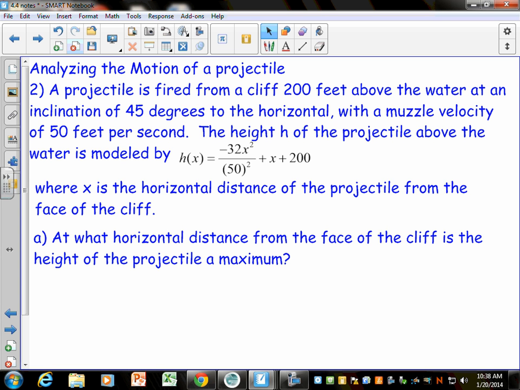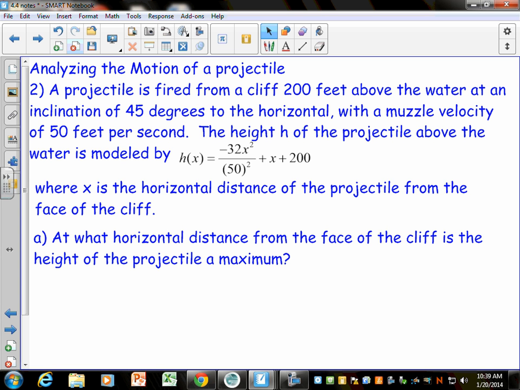I was doing this last night, and I asked my husband, what's muzzle velocity? He's like, it's the velocity when it came out of the muzzle. And I was like, in calculus, we always call that the initial velocity, where it starts. But this was a new one for me. The muzzle velocity: 50 feet per second.